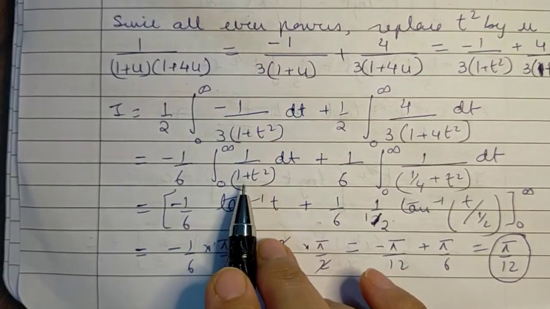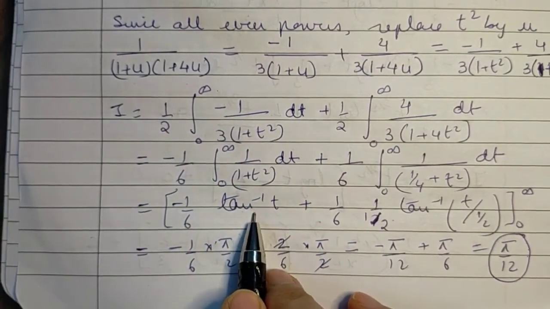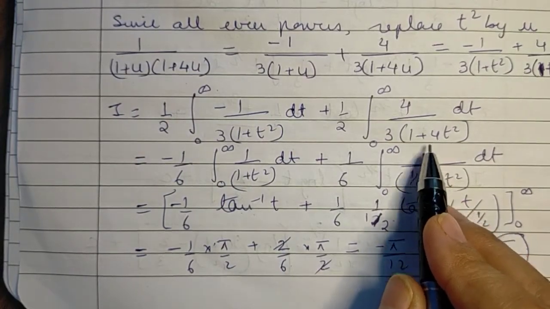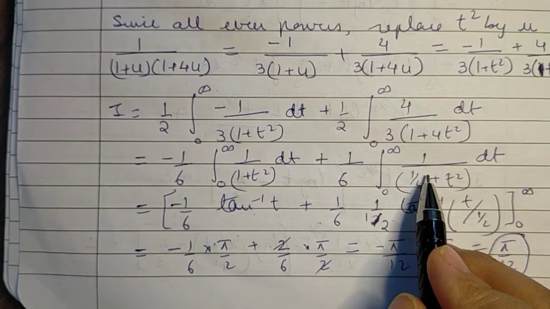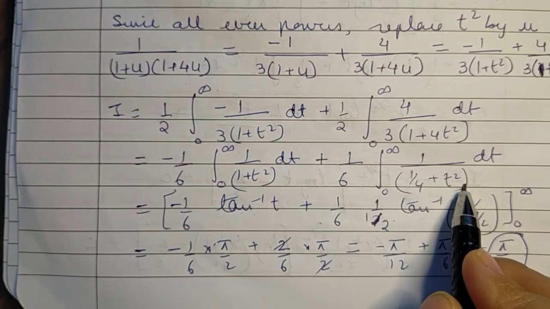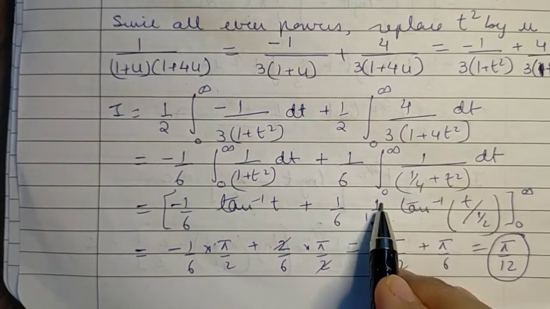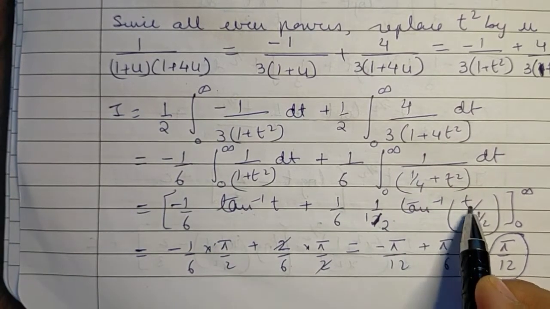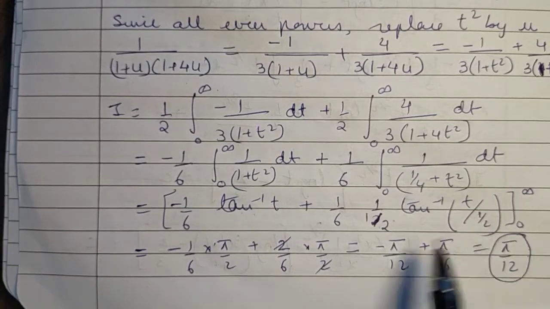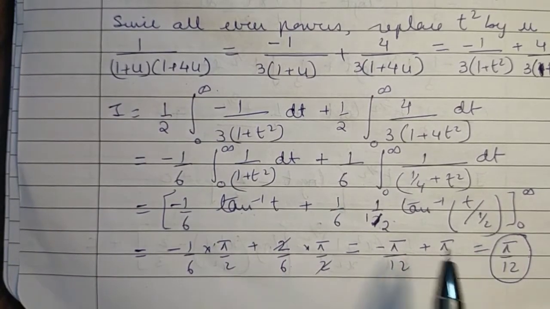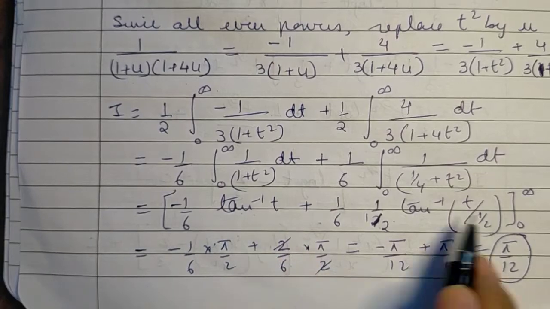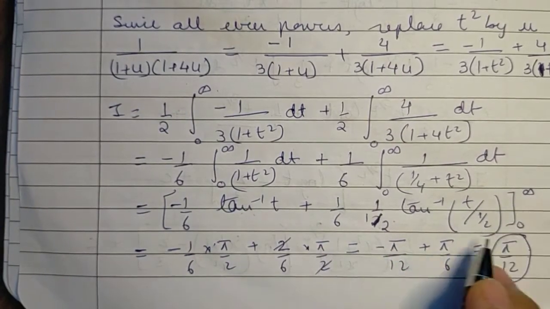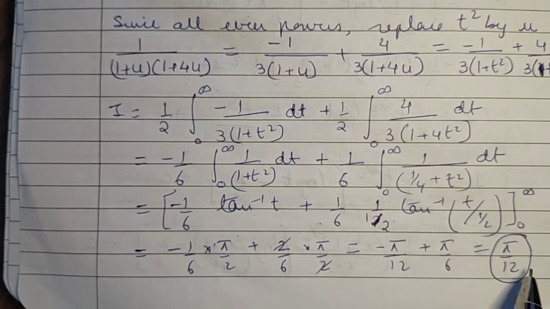The integral of 1 upon 1 plus t squared is tan inverse t, whereas for the integral of this, in this case what we can do is we can take out 4 common. It becomes 1 upon 4 plus t squared. So now the integral of this is 1 upon half, because a is half, tan inverse t upon a, that is half, which on simplifying gives us, just put the values of tan inverse t as t is infinity minus t as 0, which gets simplified to pi by 12.